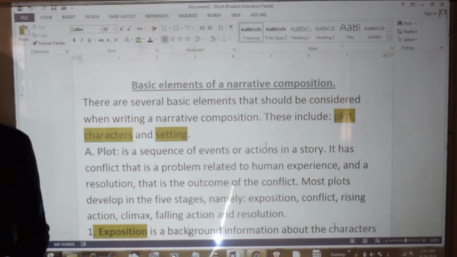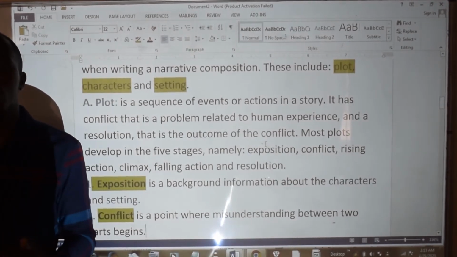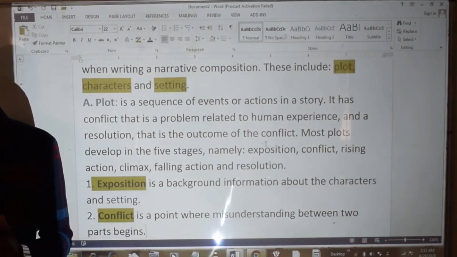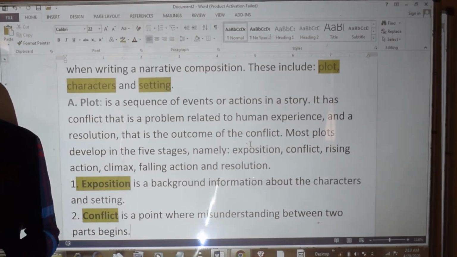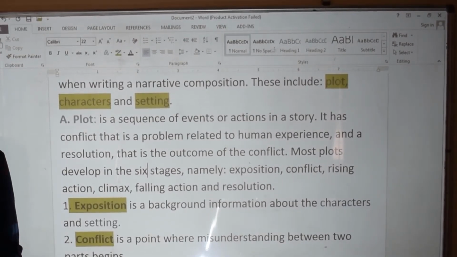Now, what is a plot? One may ask him or herself. Plot is just an organization of events in a story. So the way you organize your events, the way you organize your information will be regarded as a plot. Most plots develop in 6 parts. We have exposition, conflict, rising action, climax, falling action, and resolution. So those are the 6 basic parts of any good plot of a narrative composition or essay.